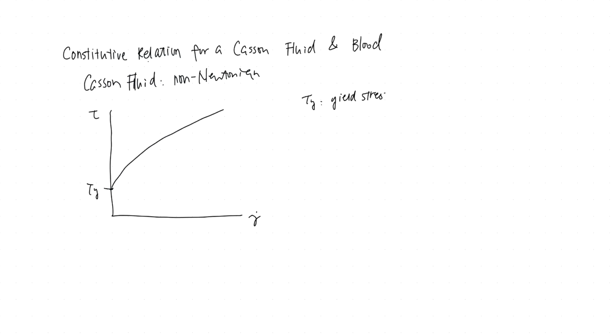This is the minimum stress you need to apply to the fluid in order to let it flow. If the stress on the fluid is less than this yield stress, then it will not flow. It will behave like a solid. So if the shear stress tau is less than tau y, then no flow, like a solid.